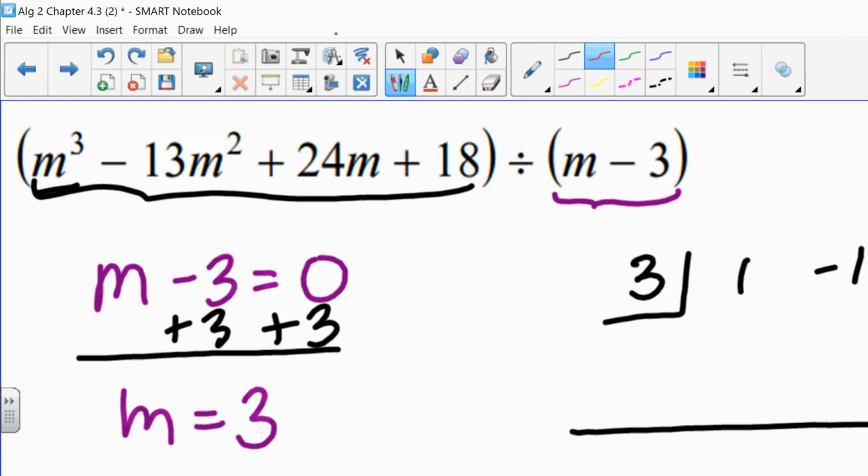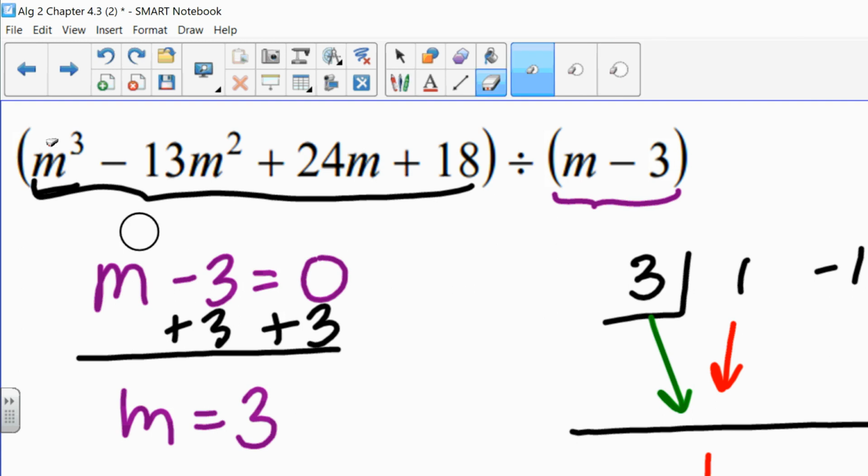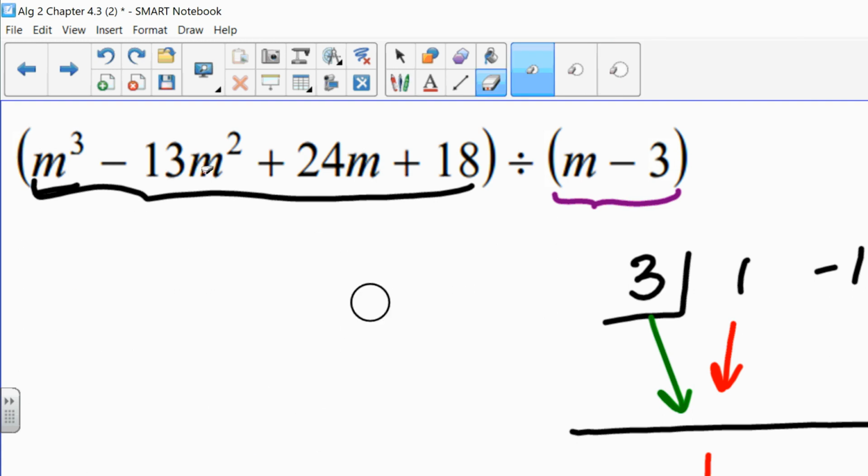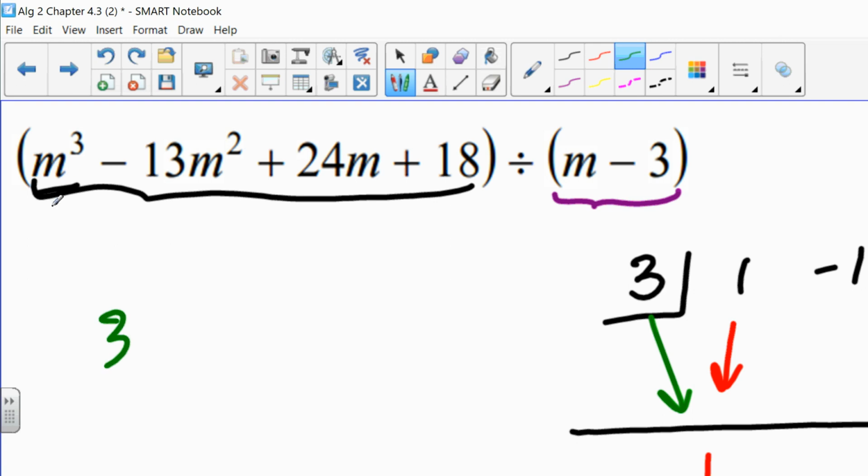Now after we get it set up, our first main step is going to be to drop the 1 down. We bring the 1 down. And our next step is we're going to multiply. We're going to do 3 times 1. I'm going to erase this here, got a little more room. So 3 times 1 is 3, and we put that number under the negative 13. Any questions so far?